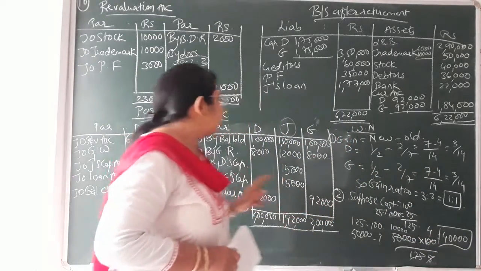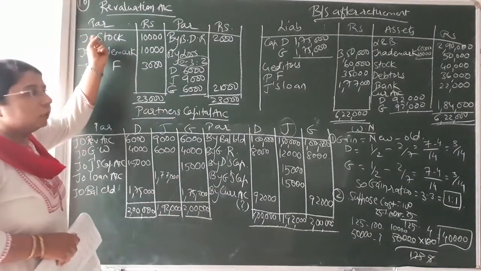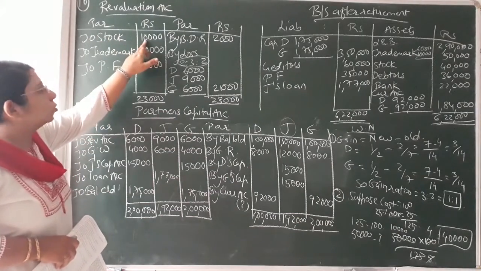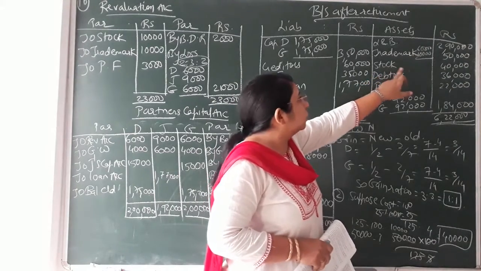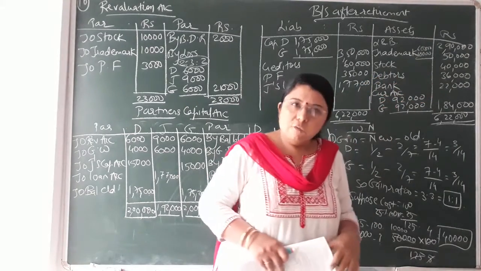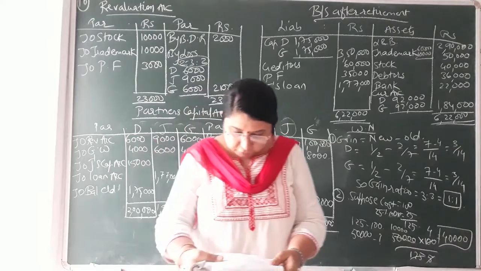That decrease, the first entry that we have written as loss on the debit side of the revaluation account, that is rupees 10,000. And the second entry, on the asset side of the balance sheet, is the new value that came to rupees 40,000.